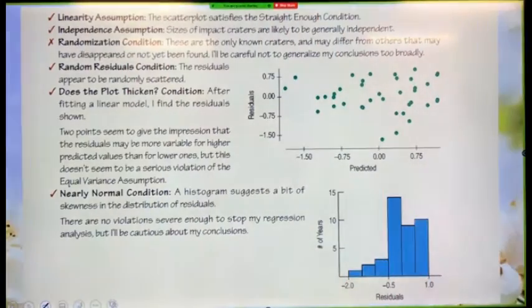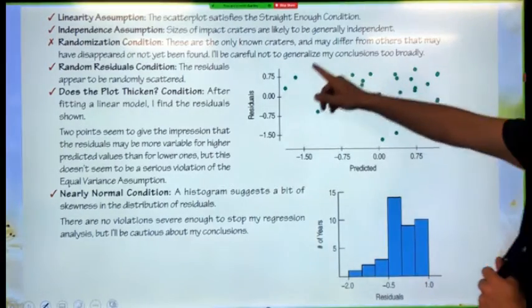So, yes, we said the scatter plot is straight enough. Independence: the sizes of impacts are likely to be independent from one another. This is what we had crossed off, randomization. These are only known craters, and many are different from others that may have disappeared or not yet been found. I'll be careful not to generalize my conclusions too broadly, and all the other ones are checked off.